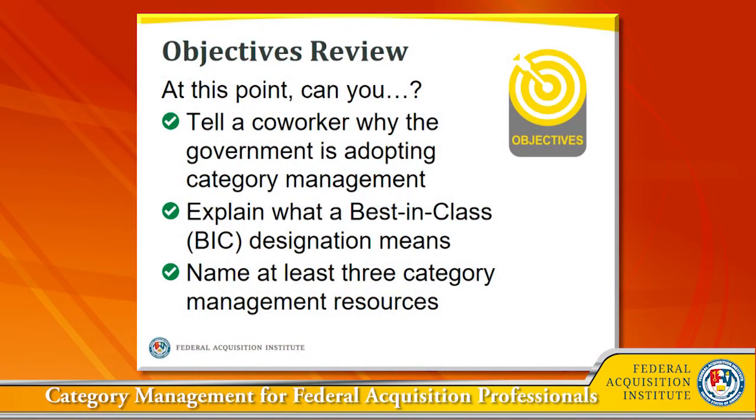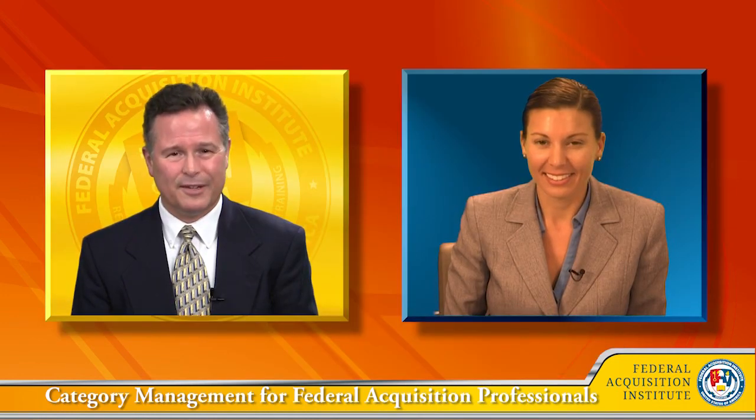From the first segment, Category Management Foundations, you should be able to explain why the government is adopting category management. From the second segment, Best in Class, you should be able to explain what a best in class designation is. And from this segment, Tools and Resources for Federal Acquisition Professionals, you should be able to describe at least 3 category management resources. Does that about cover it?